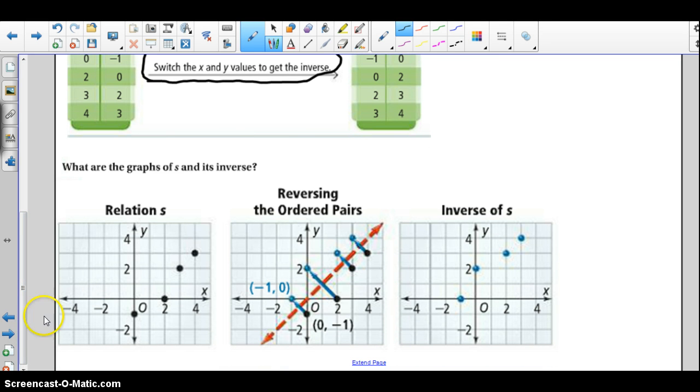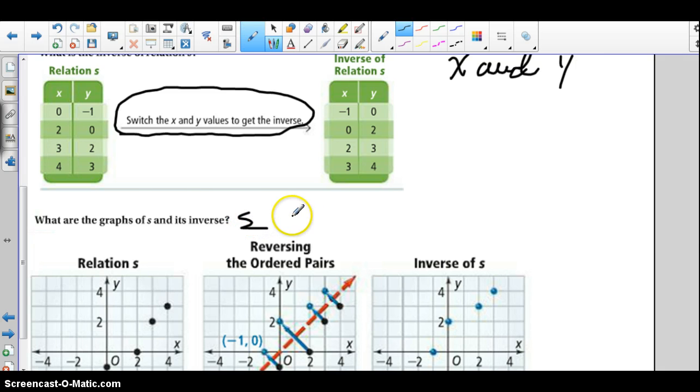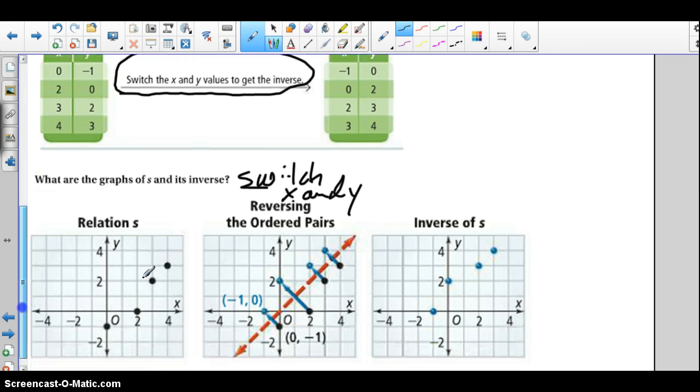Let's take a look at graphs of relations. Here is a relation, and you'll see that it passes the vertical line test for all of these. That's fine. And by reversing the ordered pairs, in other words, going back and switching out the x's and y's, you'll see that you get an inverse of this. And the other thing to check again is if it's a function, it passes the vertical line test. So this inverse actually is a function. Let's move on.